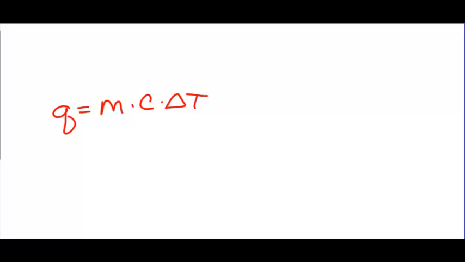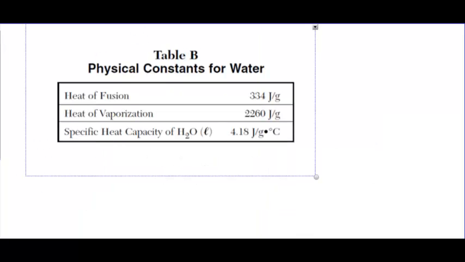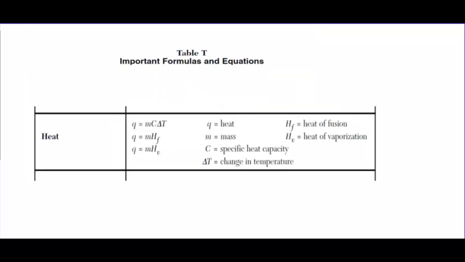Now sometimes, flip to, I think it's one of your last pages. These equations that I just gave you, Q equals MC delta T, Q equals MHF, and Q equals MHV, they're right in your reference tables. You don't have to memorize them. Table T is your equation table, and look what they're under. Heat, right? Heat is energy.